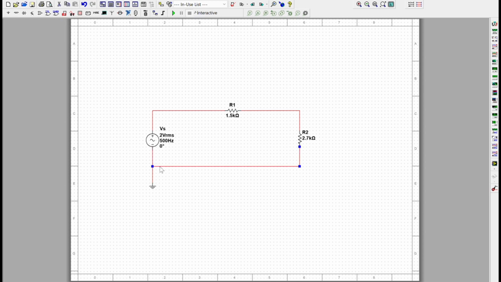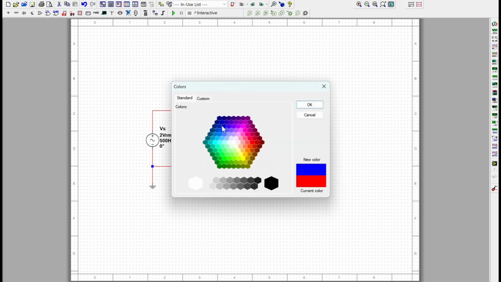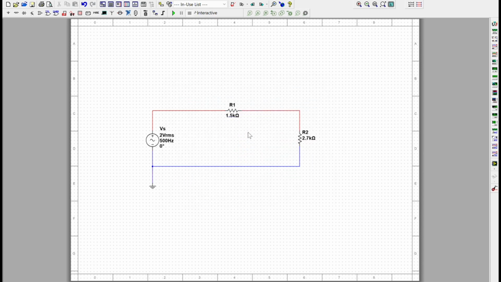And then if you want, you can change the color of this segment so you can see which wires are connected to the ground and which are not. And then we set up our oscilloscope. And for channel A, we connect the positive one to R1, and then the negative to the ground. And for B, we'll take the positive and connect it to right in front of resistor 2, and then the ground to the ground.